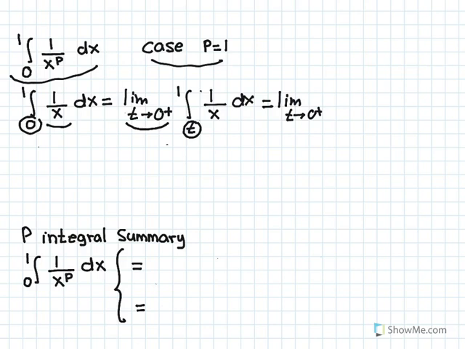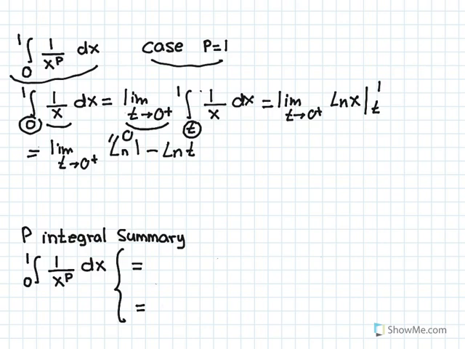What is the antiderivative of 1 over x? Well, that's just going to be ln x, the natural log of x, evaluated from t to 1. Applying the fundamental theorem of calculus, we get the limit as t approaches 0 from the plus side of log of 1 minus log of t. Log of 1 is 0. And taking the limit as t approaches 0 from the plus side of log t, that's going to be minus infinity. So the integral equals infinity. That means it diverges.